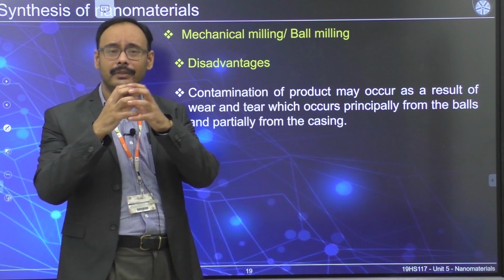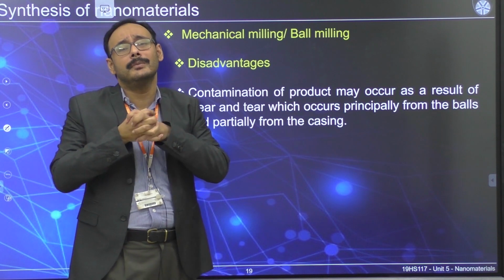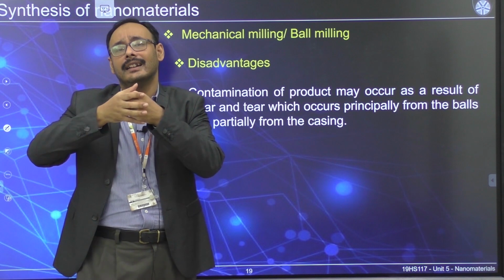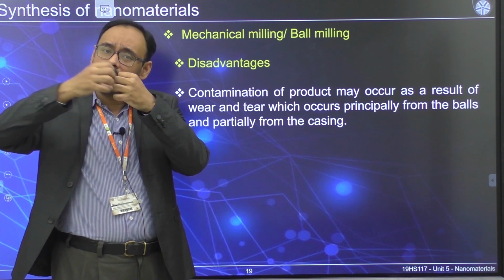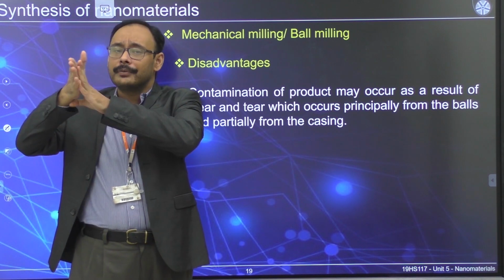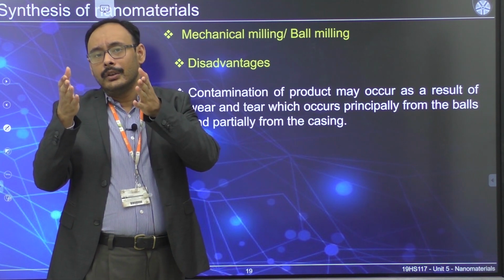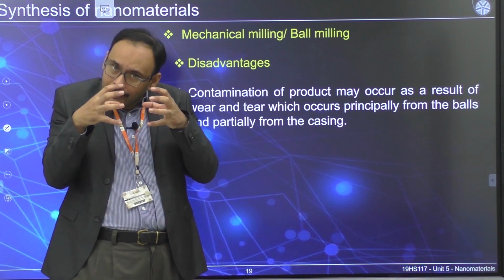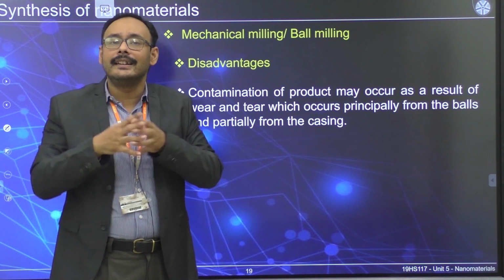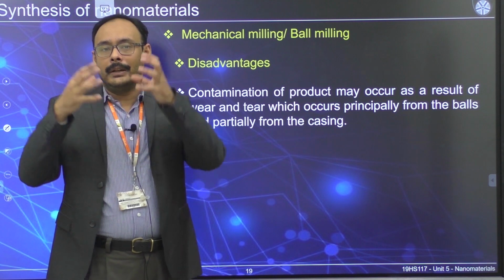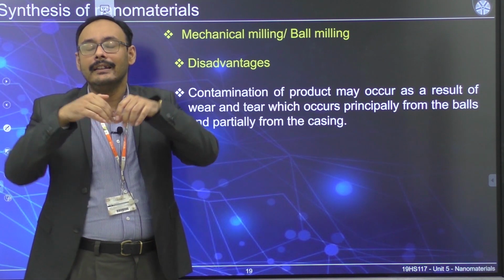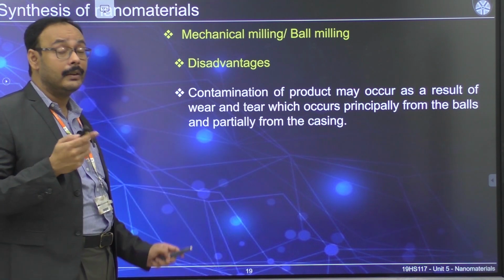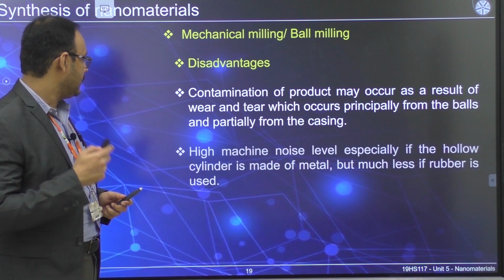Because you are rotating it too much, there is a possibility that once your balls and the walls start hitting each other, some particles will come from the ball surface as well as from the wall surface. Now those are not the ones that you want. You want only the bulk material to be disintegrated into the nano form, but they will also be included in your final product. So that's why there is a problem of contamination.